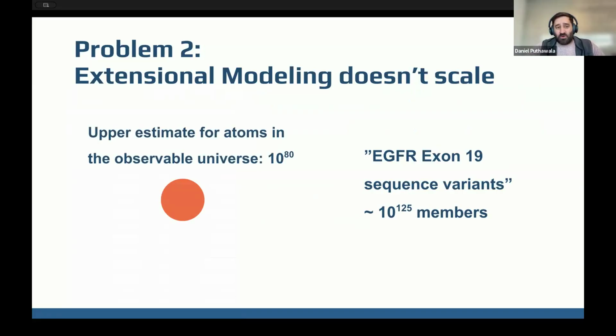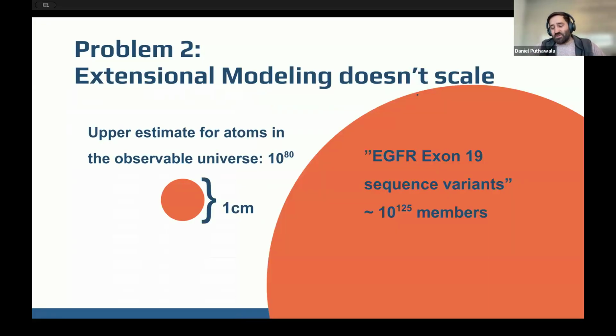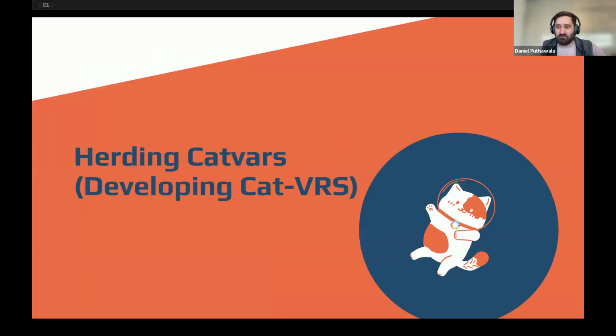So if this circle represented an upper estimate for the number of atoms in the universe, and that was 1 centimeter in size, then the circle for this category would be about twice the size of the Milky Way galaxy. So it's just not something you can list out and compute. We need a better way to do this.